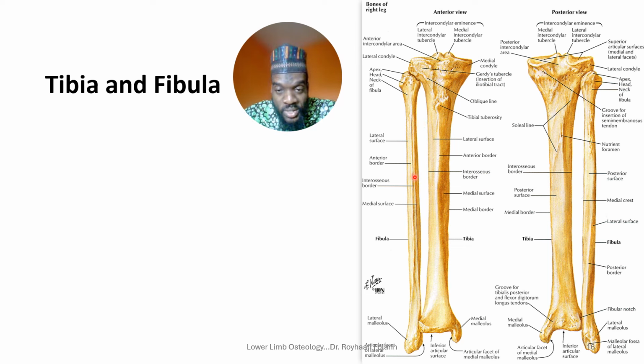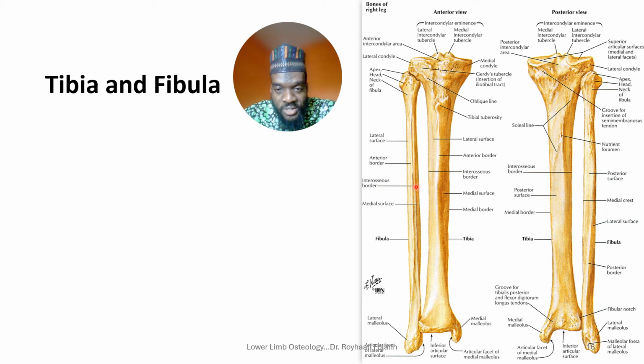And speaking further, on the fibula now. So here is the fibula. So it has a lateral surface. It also has an anterior border like the tibia. So it has an anterior border, which then creates a boundary between the lateral surface and then the medial surface of the fibula.